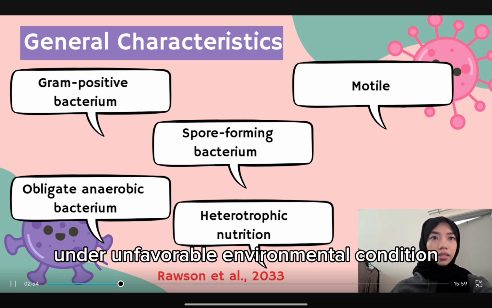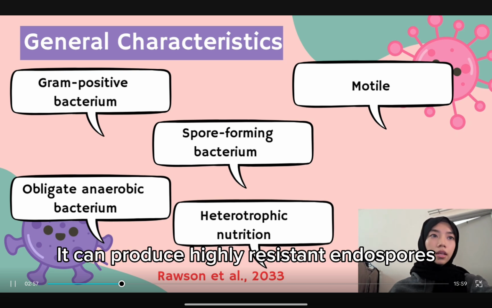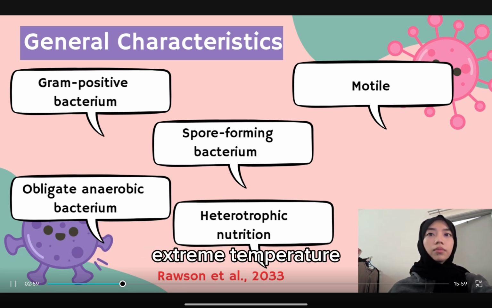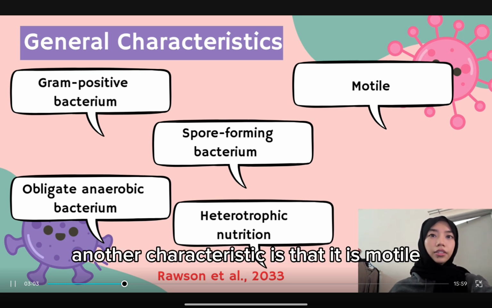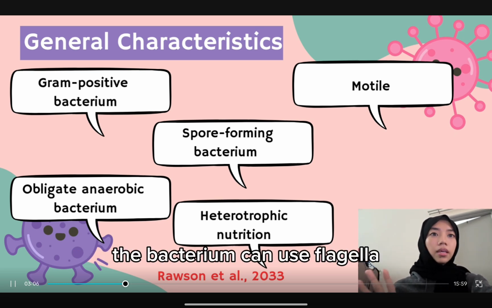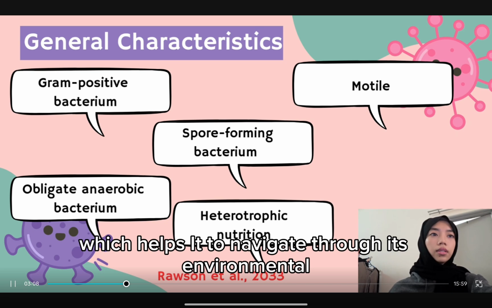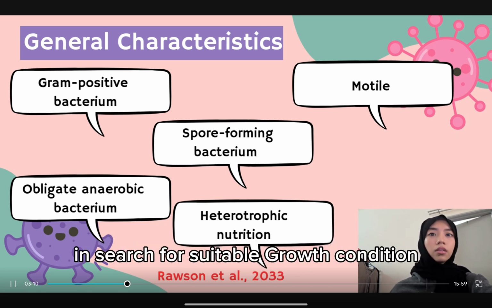Under unfavorable environmental conditions, it can produce highly resistant endospores that enable it to survive extreme temperatures, dryness, and nutrient depletion for long periods. Another characteristic is that it is motile. The bacterium can use flagella, which help it to navigate through its environment in search of suitable growth conditions.